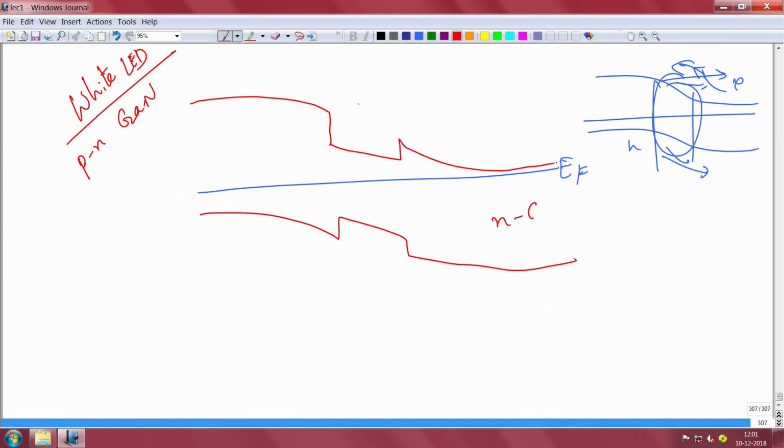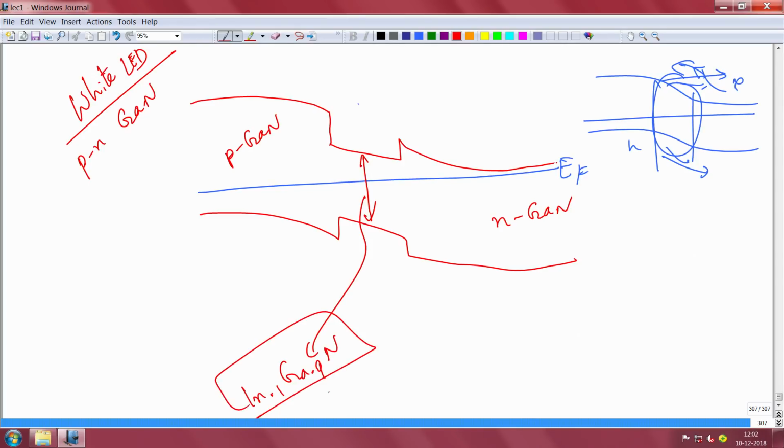So this is your N type gallium nitride, this is your P type gallium nitride. In between you have a narrow band gap material, which can be say indium 10%, gallium 90%, because this is InGaN, and this band gap will be say for example 3 eV. I'm just telling you, this will be 3.4 eV, this is 3.4 eV. Okay, and this inside is 3 eV.